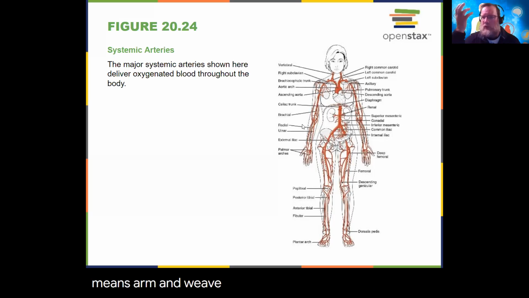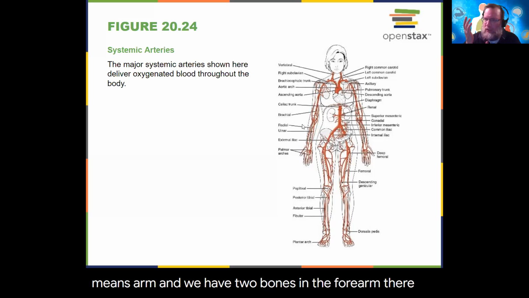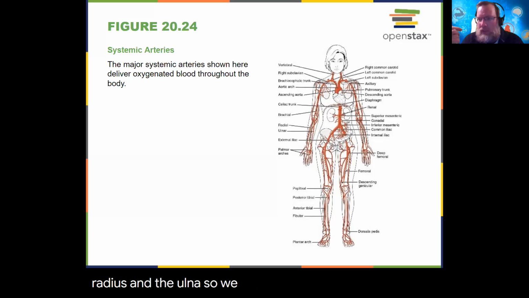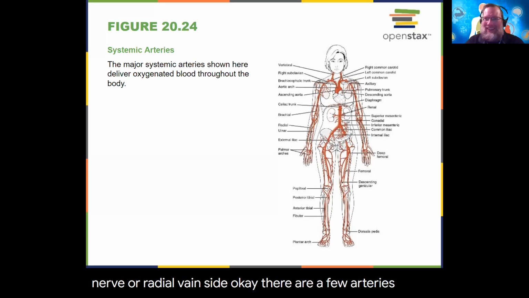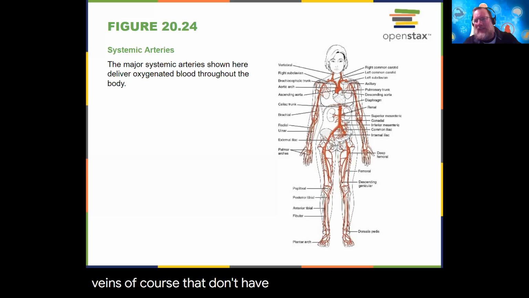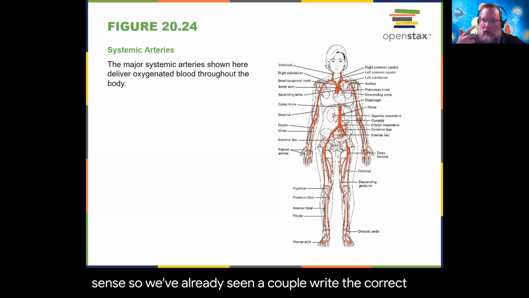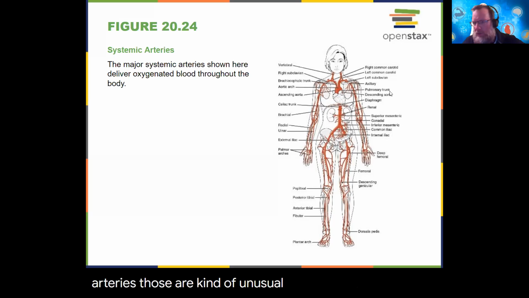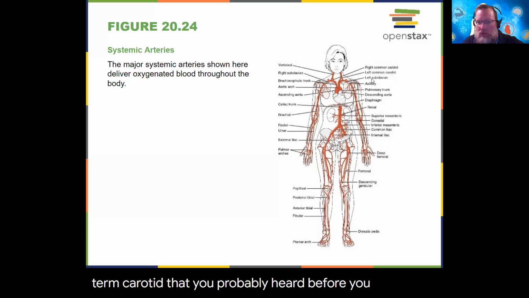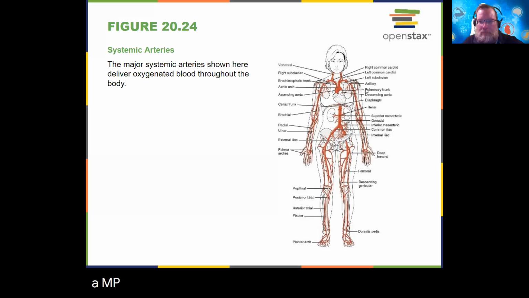We have two bones in the forearm, the radius and the ulna. So if we see radial artery or radial nerve or radial vein, we know that we're dealing with something on the thumb side. There are a few arteries and veins, of course, that don't have names that make a lot of sense. We've already seen a couple, right? The carotid arteries, those are kind of unusual names, but I think carotid is a term you probably heard before you even took A&P.